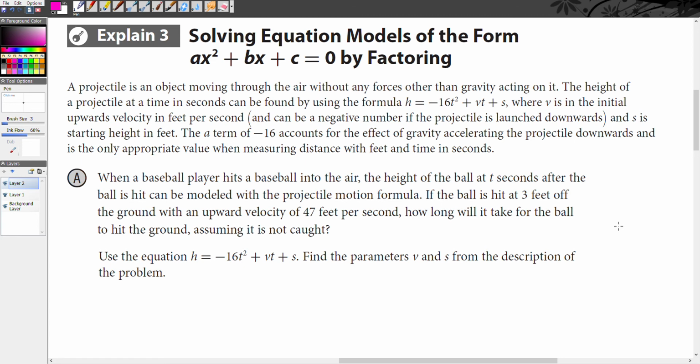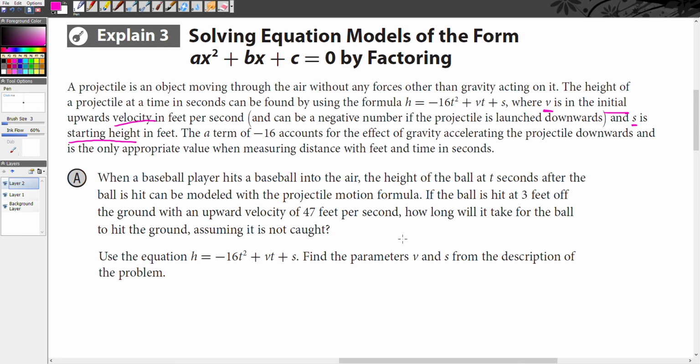And this part is important, where v is the initial upwards velocity in feet per second, okay? And s is the starting height in feet. The a term of negative 16 accounts for the effect of gravity accelerating the projectile downwards and is the only appropriate value when measuring distance with feet and time in seconds. So whenever you're doing a real-world situation like this, the a value is always negative 16. And I think it's pretty cool.